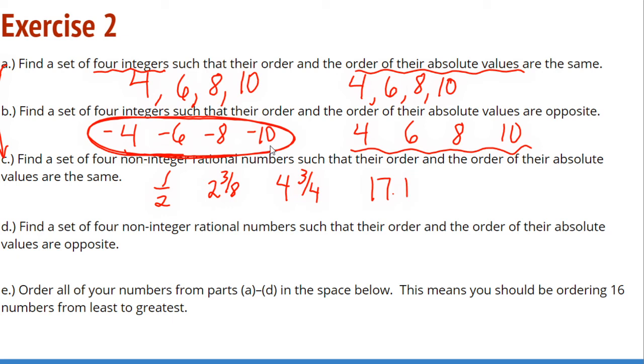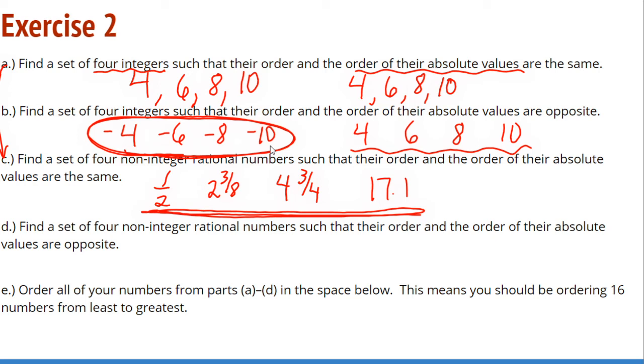The absolute values of these are going to be in the exact same order. The absolute value of 1/2 is 1/2. The absolute value of 2 3/8 is 2 3/8. The absolute value of 4 3/4 is 4 3/4. The absolute value of 17 1/10 is 17 1/10.